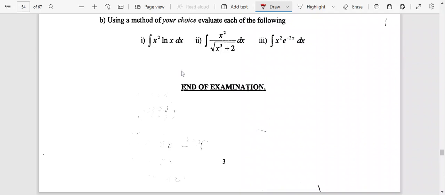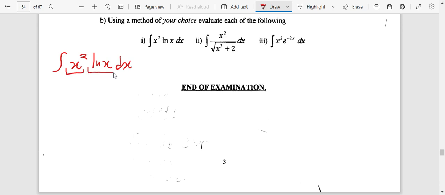Using the method of your choice, evaluate each of the following. We want to evaluate the integral of x squared natural log of x, dx. Since we are using the method of our choice, when you have got a product of two functions, you want to find the integral. The easiest one you can use is the tabular method.